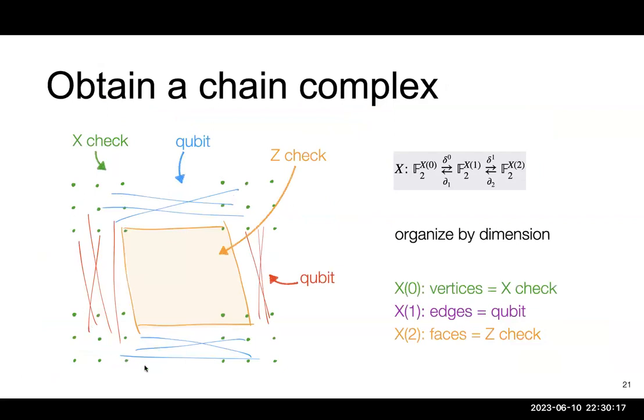Okay, so now we have this graph, and the last thing to do is to turn that into a chain complex. In fact, there are multiple ways of doing it, and previously I mentioned there are three methods of construction, and this is the place where they differ. But let's first focus on our construction. So what we'll do is that we would map each vertex into x0, each edge into x1, and each face into x2. So essentially they correspond to x checks, qubits, and then z checks. And notice that they're organized by dimension.